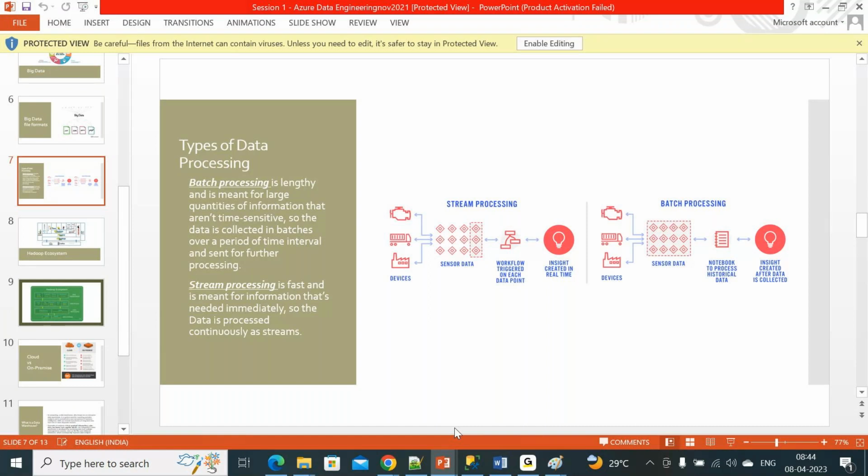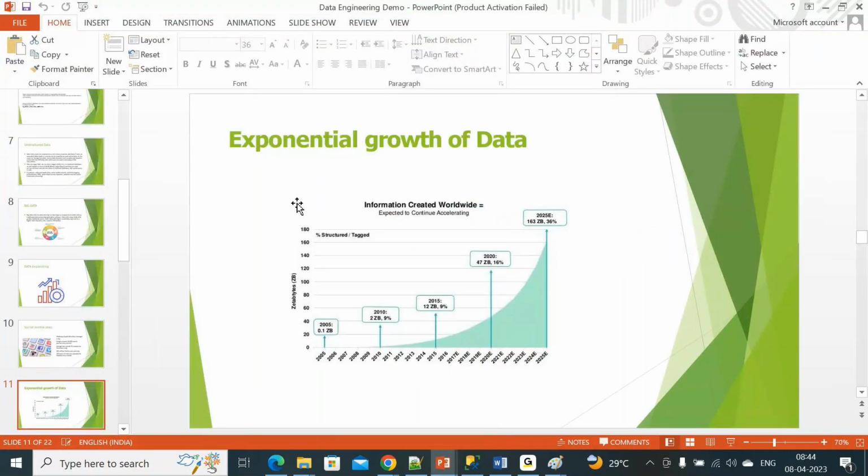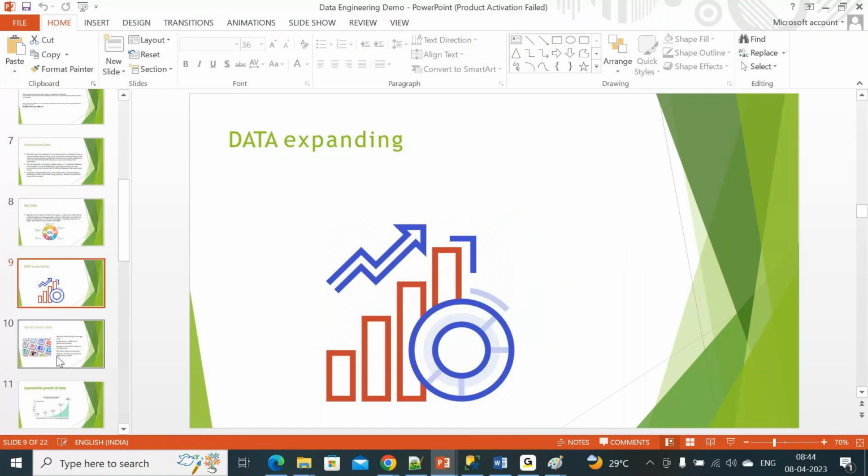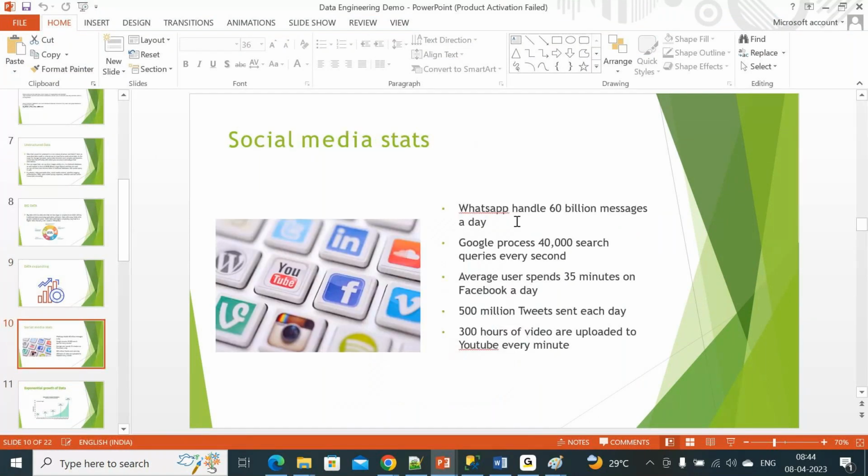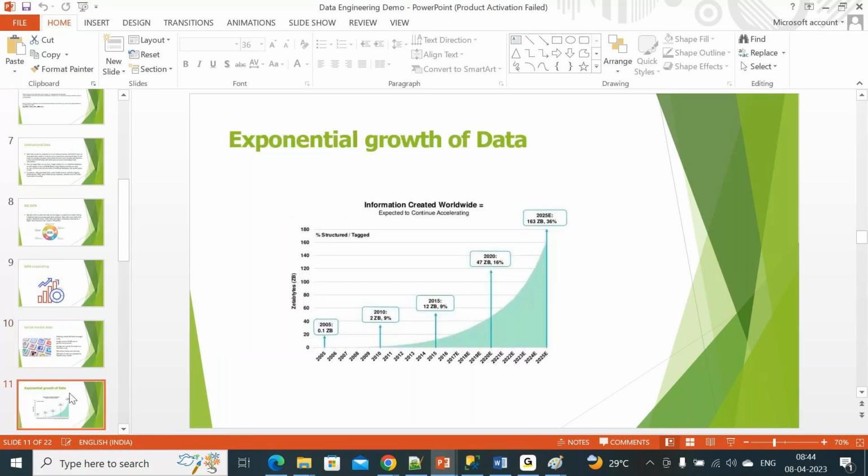Coming to our PPT again. As I said, exponential growth of data. Earlier, when Microsoft or Amazon started, there may have been a few customers, but with WhatsApp, 60 billion messages, and on YouTube, 300 hours of video uploaded every minute. So we need systems which can store this huge amount of data. That is the first point. And to process this data, we need sophisticated systems, as it comes with major complexity.